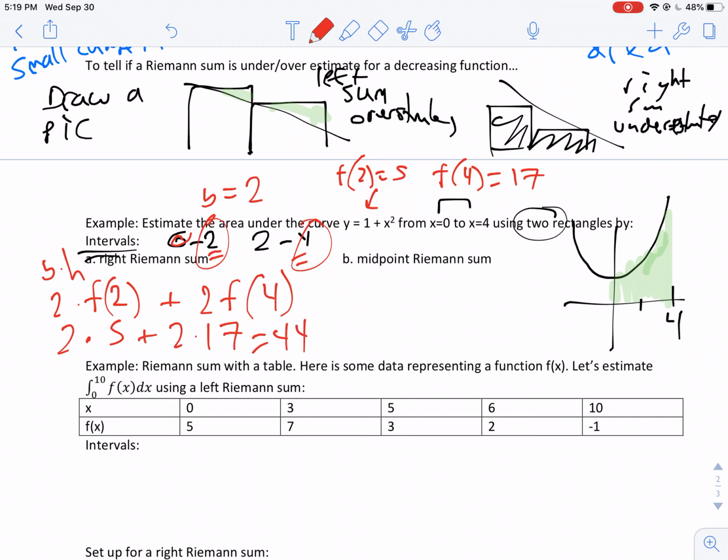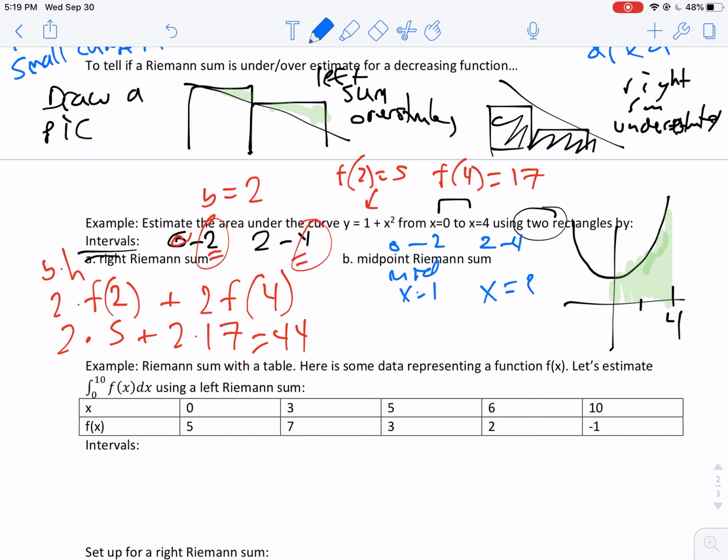If we want to use a midpoint Riemann sum, again, we do a similar strategy, right? If we go 0 to 2 and then 2 to 4, my midpoints there are x equals 1 and then x equals 3. I still have a base of 2 in each of these. So I would just do 2 times f of 1 plus 2 times f of 3.